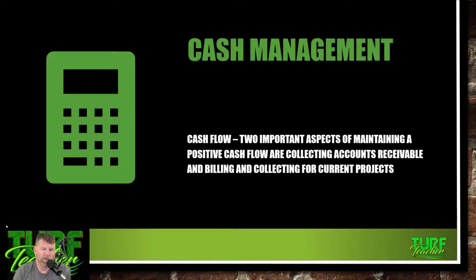But cash flow, 2 important aspects of maintaining a positive cash flow are collecting accounts receivable and billing and collecting for current projects. You've got to do your invoicing. And guys, I'm as guilty as anybody out there. When I get home, I don't want to do it. Now, on our monthly maintenance contracts, we bill once a month. I'm just used to that. Our cash flow's fine that we can do that. On our landscape jobs, I need to bill a lot sooner.